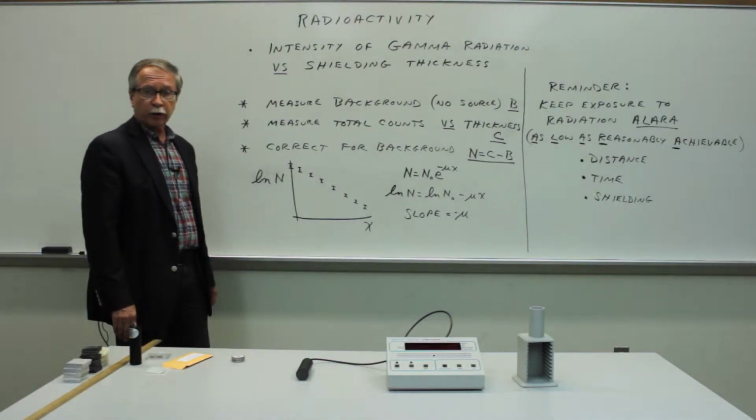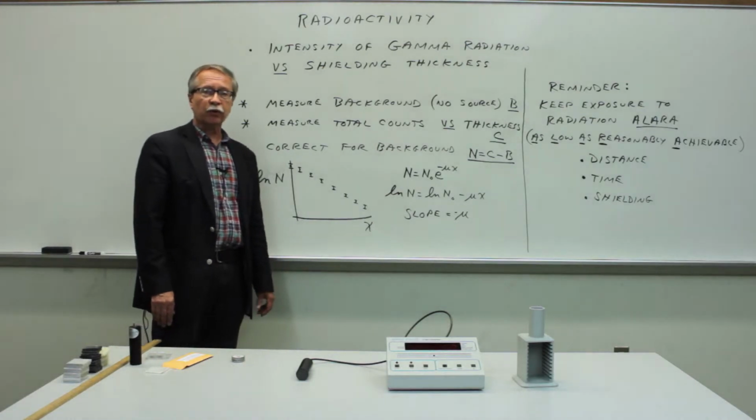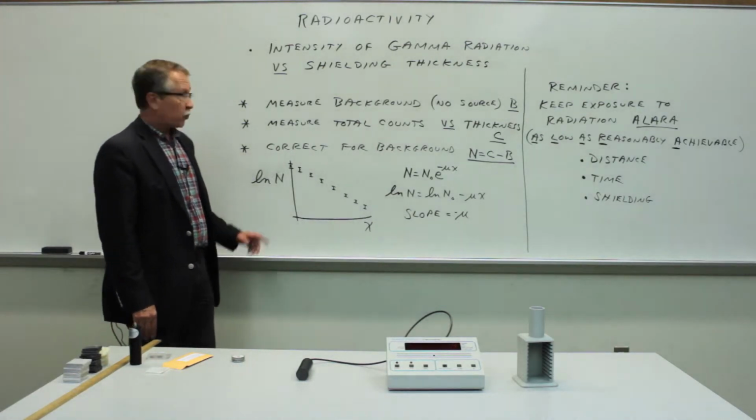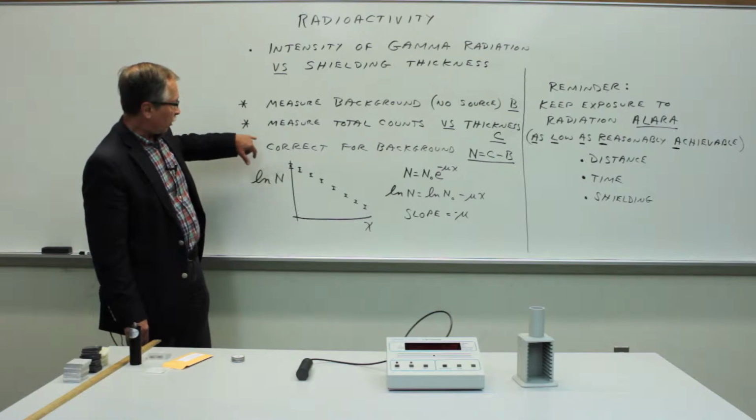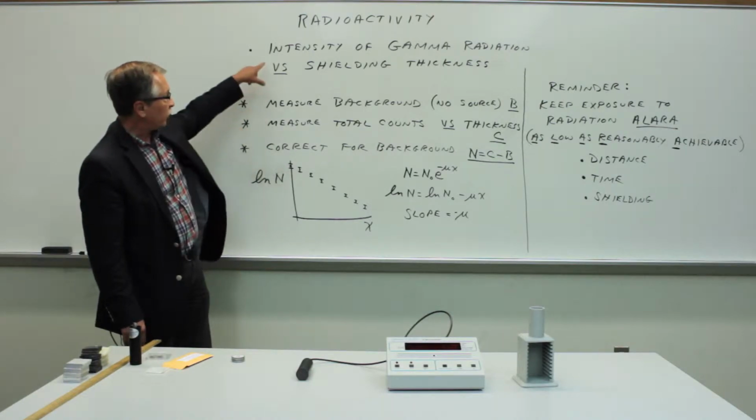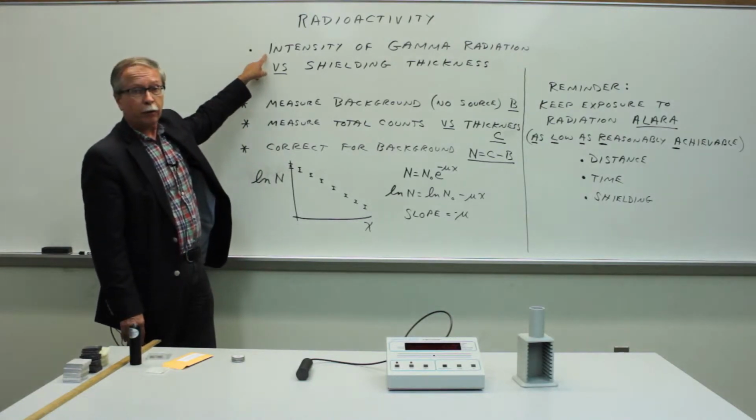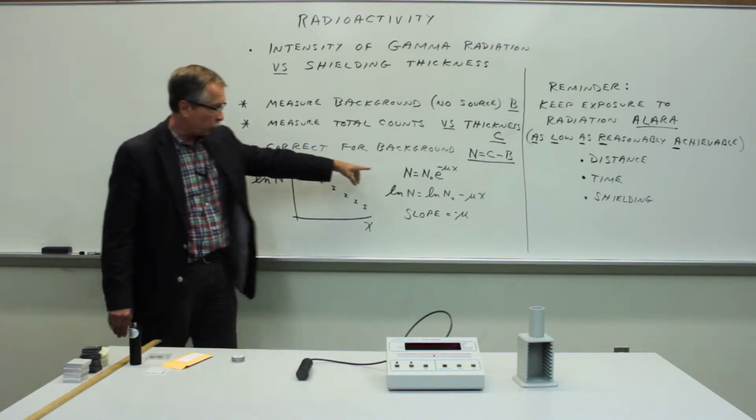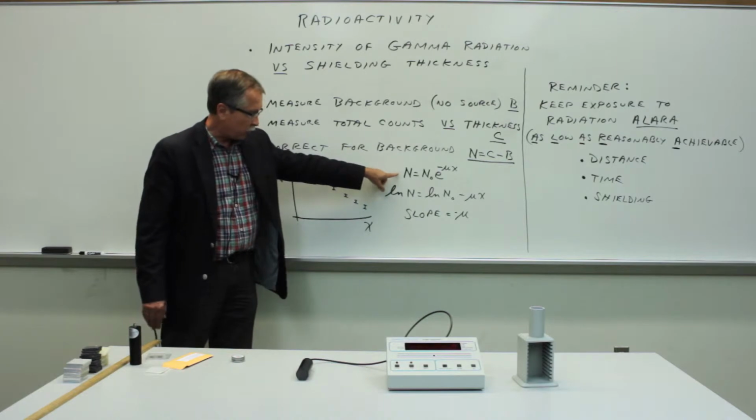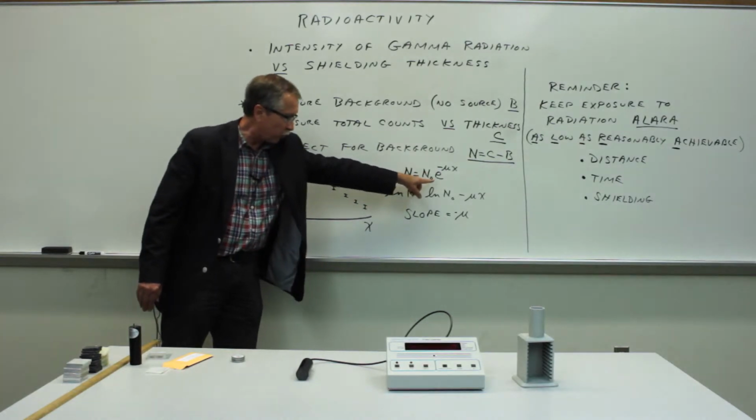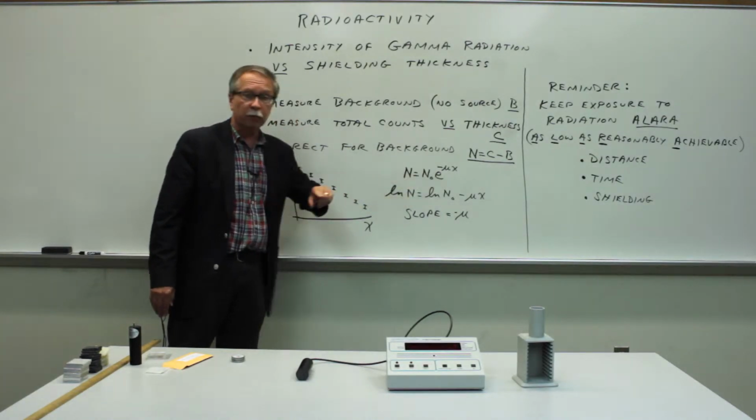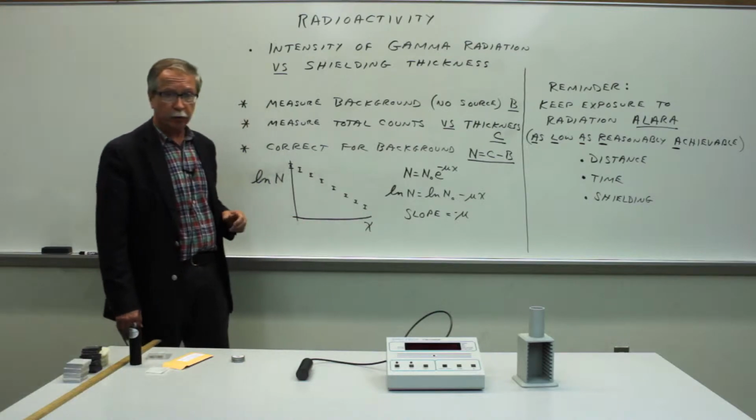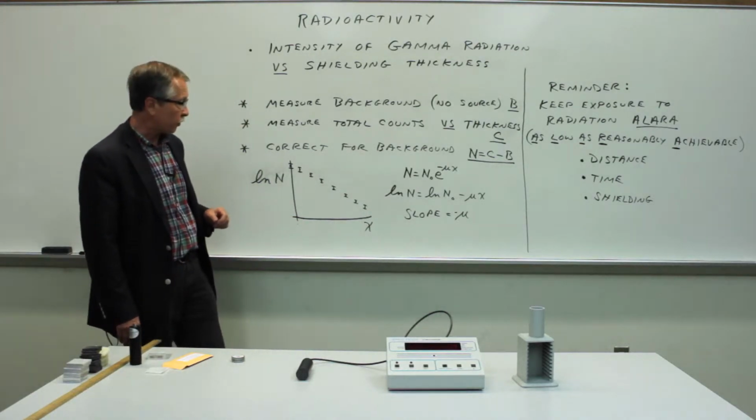Welcome back to Experimental Physics and our series of experiments involving radioactivity. This experiment is aimed at showing that the dependence of the intensity of gamma radiation on the thickness of shielding material is an exponential function. So we expect the relationship N equals N naught times e to the minus mu x, where mu is the probability of scattering per unit thickness.